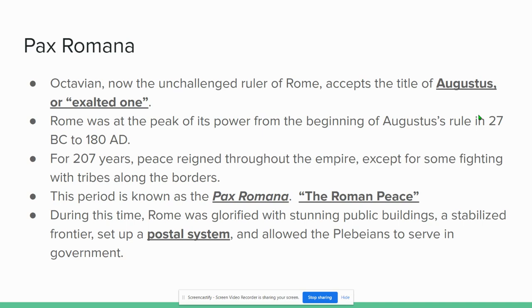During this time, Rome was glorified with stunning public buildings and a stabilized frontier, besides a few fighting tribes that would occasionally rear up. They would also set up a postal system, which allowed for long-distance trading to occur. And they also allowed the plebeians, who were the majority of the population, the lower class, to serve in government. So this was a big step. Now you have not only the wealthy landowners, but everybody can run for a position in the government, say in the Senate.